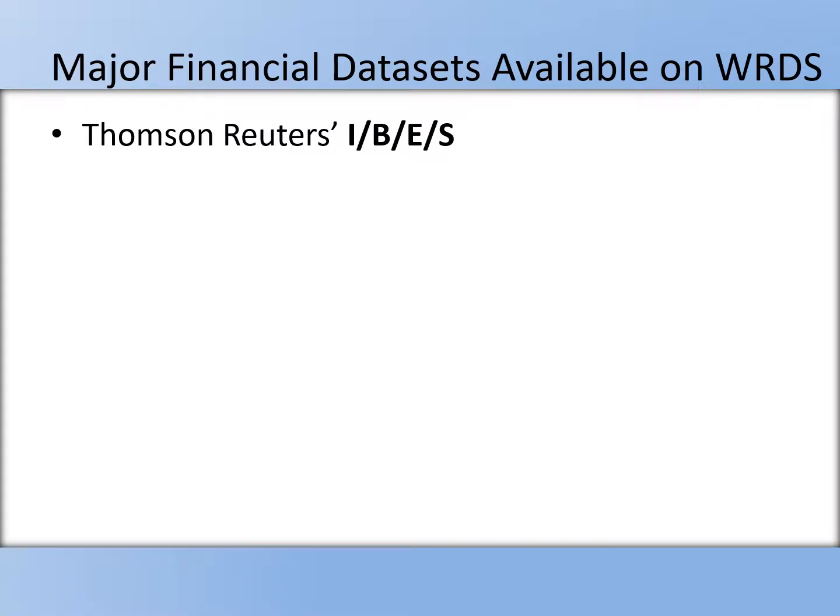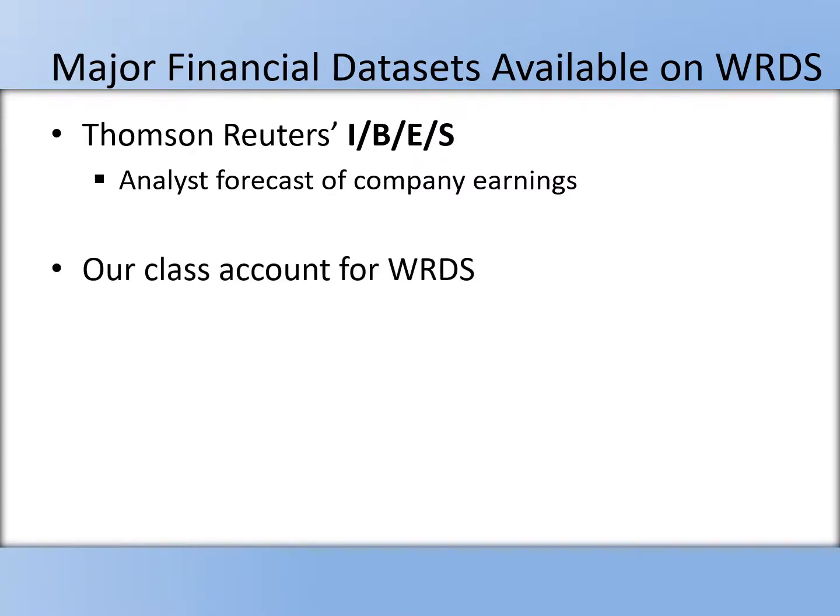Right. So Thomson Reuters IBES, which stands for Institutional Brokers Estimate System, which, as the name suggests, is analyst forecasts. It's a database of analyst forecasts. It includes forecasts of company earnings, perhaps stock prices in some cases, and recommendations on whether to buy or sell. Right. So we have a class account for WRDS that has just been activated.